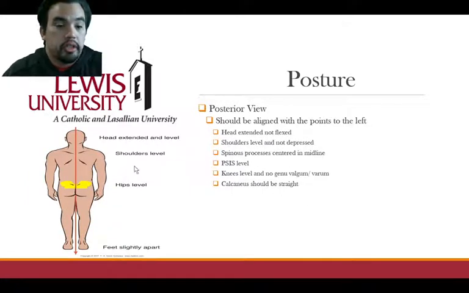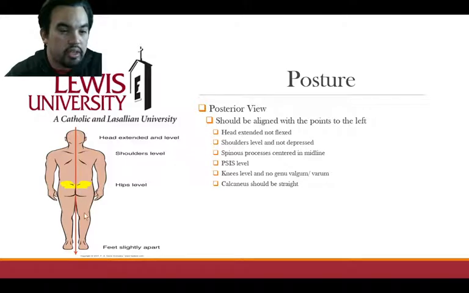Looking posteriorly, you want to see once again that the head is extended, not flexed, or it's slightly extended but not flexed. Once again, you'll look at the nose for that, really, to find out whether that's extended or flexed. You want to make sure the shoulders are level and not depressed. You want to make sure the spinous processes are in line and centered.